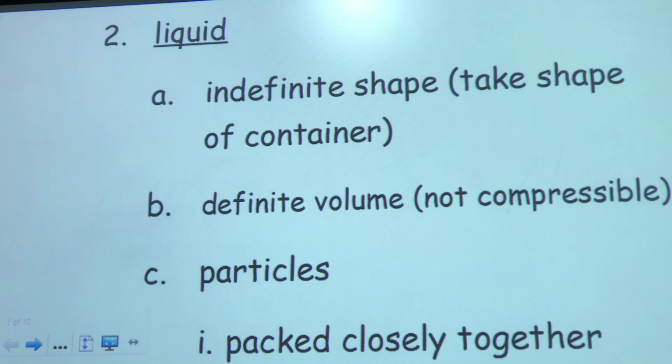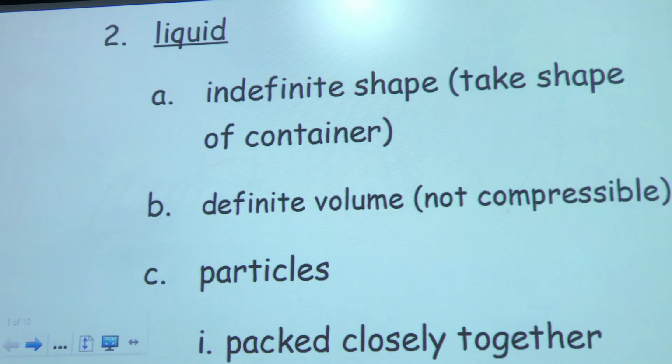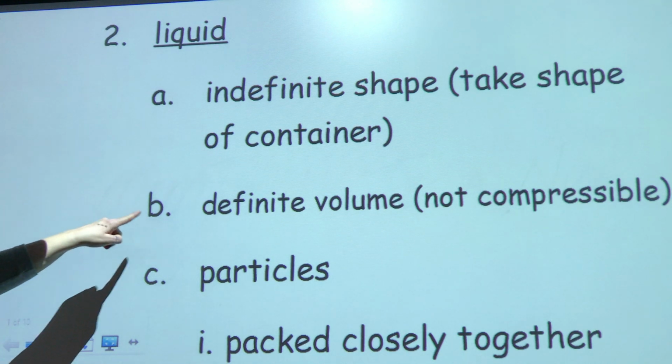But if I take that container and that water and I pour it into a cylindrical or a circular shaped container, what does the shape of the water become then? Hopefully you said circular shape or cylindrical shaped. So liquids don't have a definite shape. They take the shape of whatever container they're in. But they do have a definite volume.